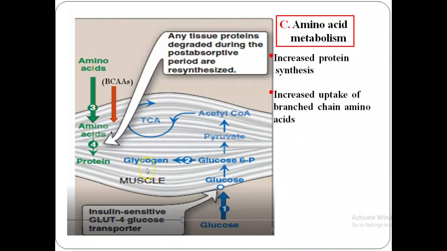Muscle is the principal site for the degradation of branched chain amino acids because it contains the required transaminases. The branched chain amino acids are taken up by the muscles while they escape metabolism by the liver, and they are used for protein synthesis.